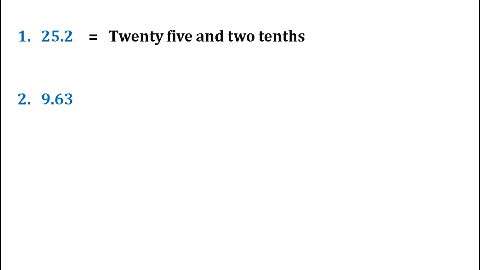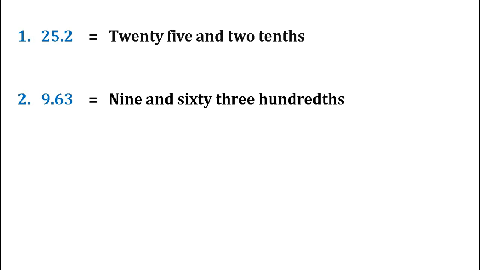The second example is 9.63. 9 is to the left of the decimal point, so we read it as 9, decimal point as AND. Since 6 and 3 are to the right of the decimal point and 6 is in the tenths and 3 is in the hundredths place, it can be read as 63 hundredths. So the number 9.63 can be read as 9 and 63 hundredths.